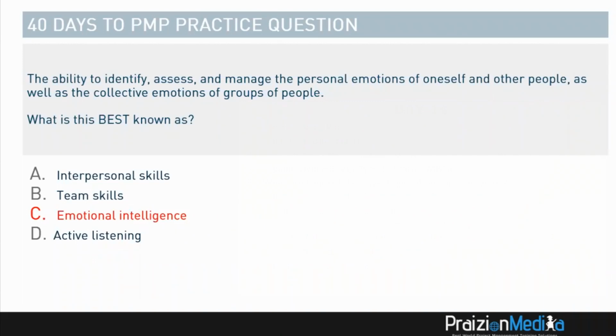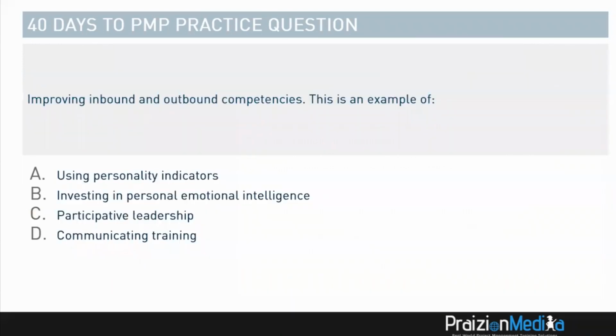Let's go to the next one. Improving inbound and outbound competencies. This is an example of what? All right, so my friends, it is not using personality indicators or participative leadership or communication training. This is a direct cutout of the PMBOK guide, and this is option B, investing in personal EI. All right, and that's it for the day, my friends.